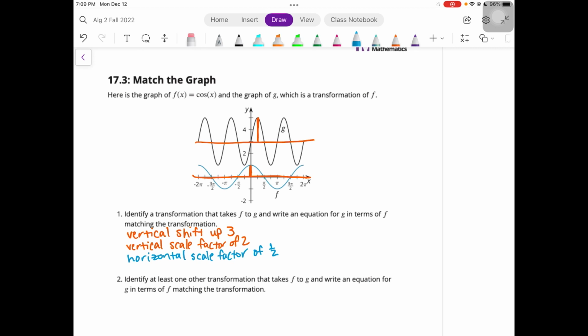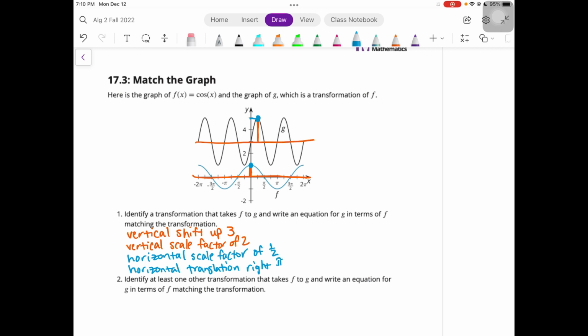And then we had a translation. Since we were starting at the maximum there and it has shifted over here, that is pi over 2. So a horizontal translation to the right, pi over 2.